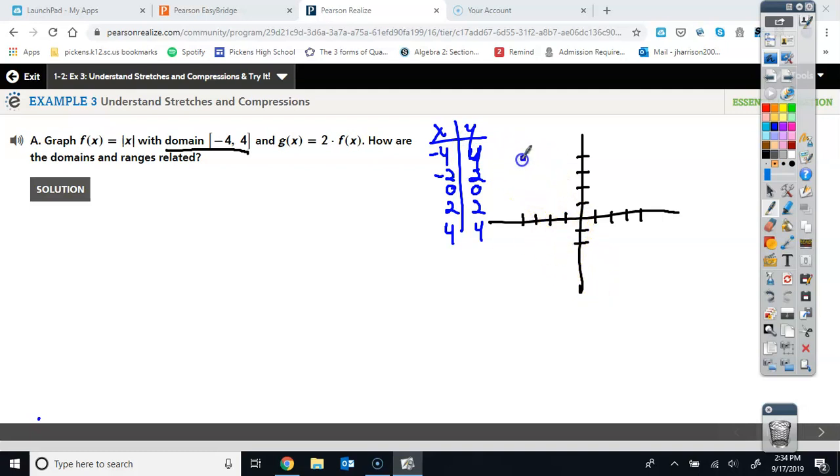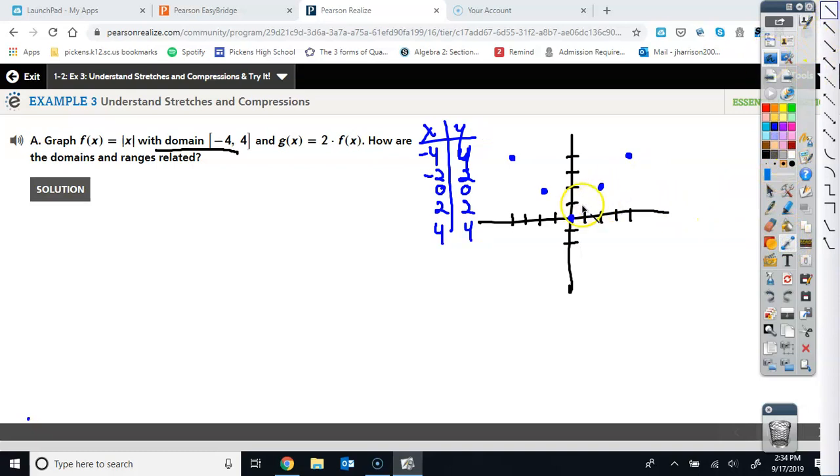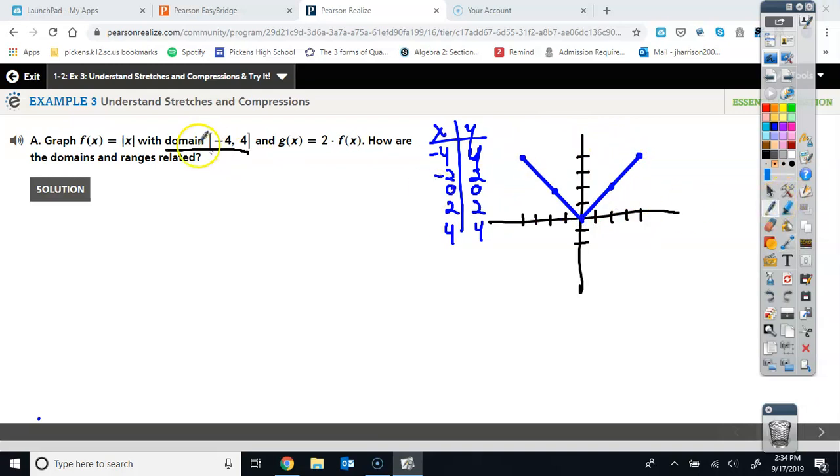If you were to plot these points, you're going to have a shape that emerges here that is called a V, or an absolute value function graph. Notice that when I graph this, I am looking at only -4 over to +4. Remember that domain is our x values, so I don't have any arrows. This is my original function.